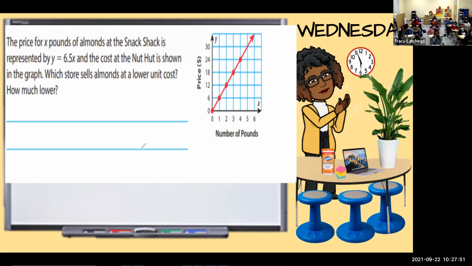Okay, so I'm glad somebody did recognize we got two different things. So we got the Nut Hut and we got Snack Shack. Okay, so we gotta find the unit rate of each. Somebody said Snack Shack, they gave us what? Unit rate, which is what? Okay. And this must be the Nut Hut.